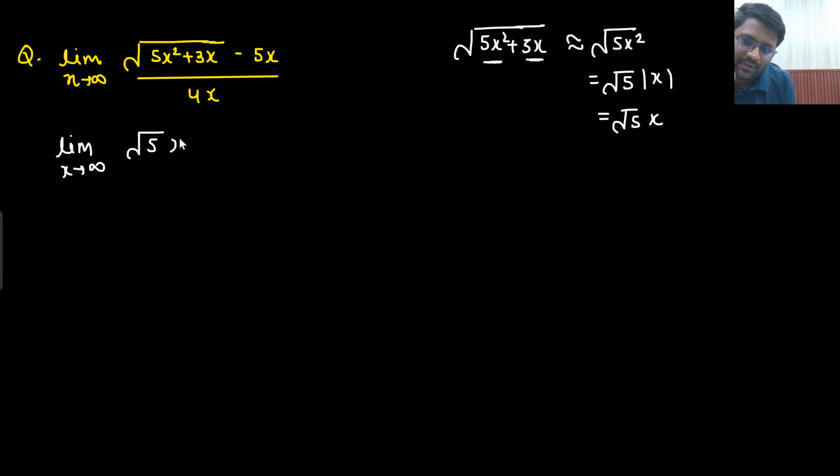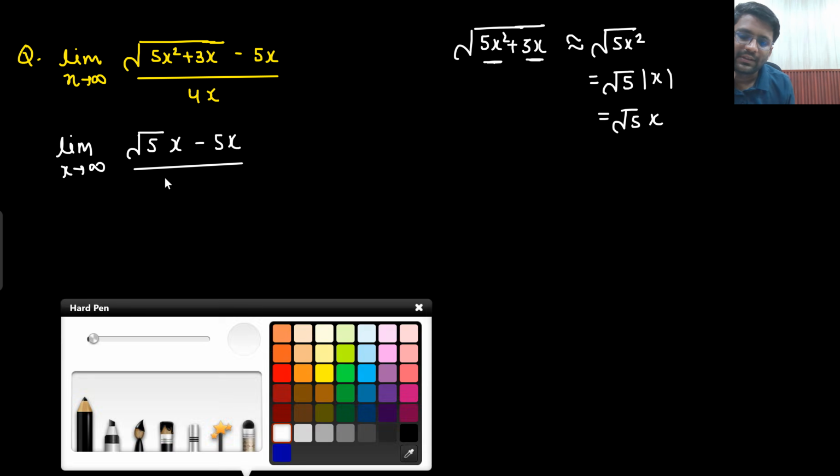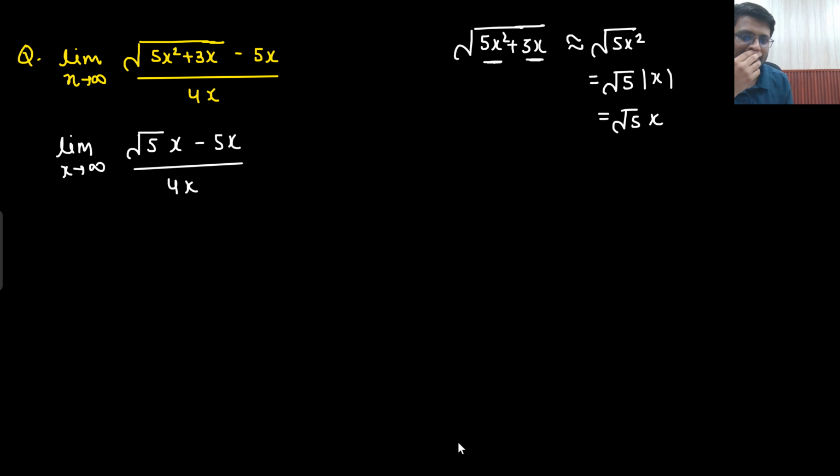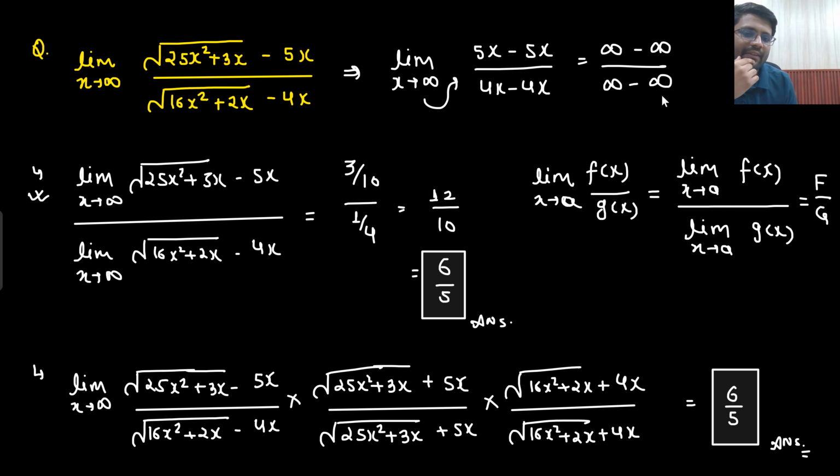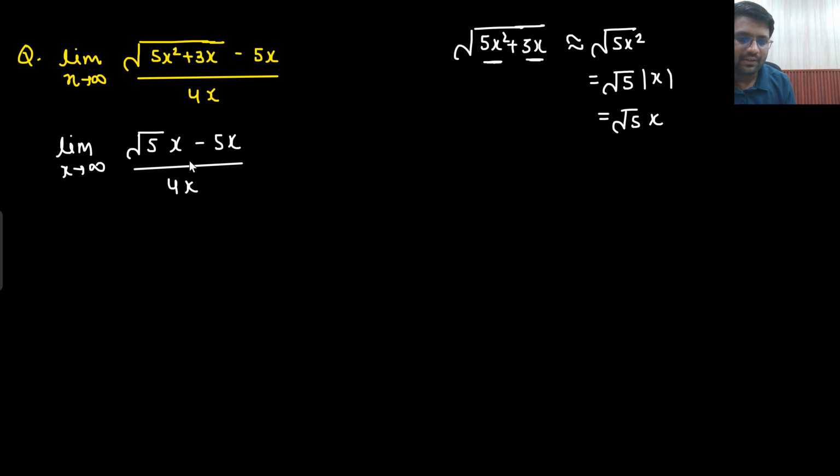Under root 5x minus 5x divided by 4x. Now what kind of form are you getting here? Sir, here the scenario was infinite minus infinite divided by infinite minus infinite. Even if I would have solved it, I was getting a 0 by 0 form. Right? Infinite minus infinite. But you know one thing here, this is also a very large value. This is also a very large value. But if I notice it more carefully, what do I notice? Under root 5 minus 5. This result is not giving me 0.